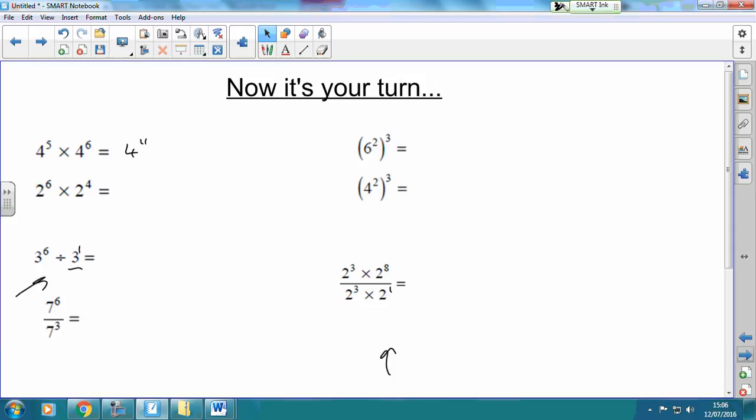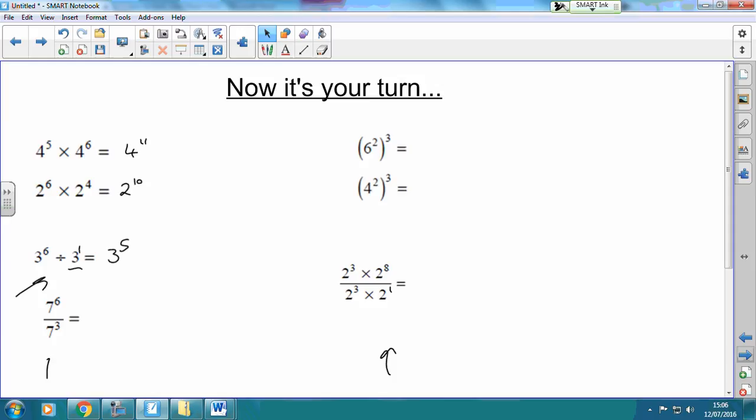Next one, 2 to the power of 6 times 2 to the power of 4 is going to be 2 to the power of 10. It's only worth 1 mark in the exam. But again, it's 1 mark that you don't want to drop because, let's face it, it is easy stuff. Right, 3 to the power of 6 divided by 3 to the power of 1. We're just going to take away the powers, just like we did beforehand. So that's going to be 3 to the power of 5.